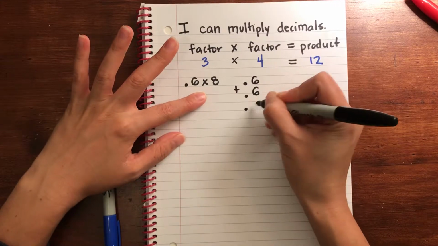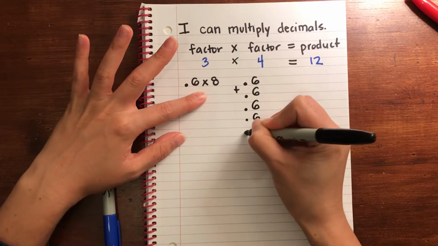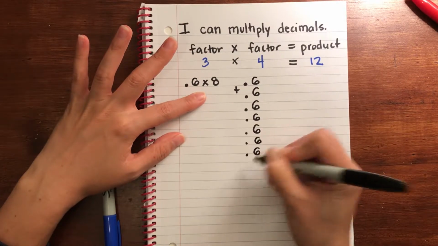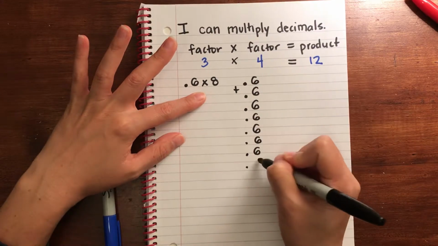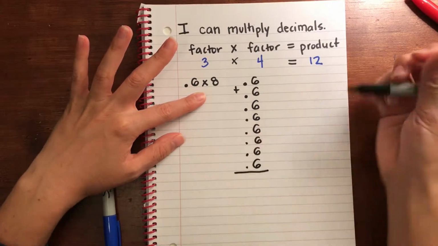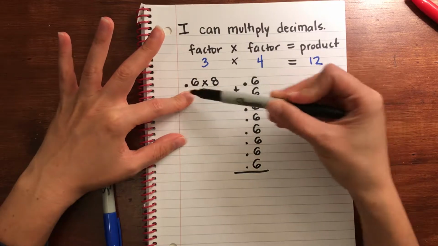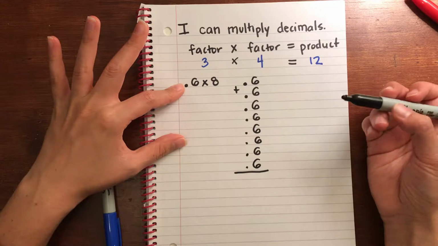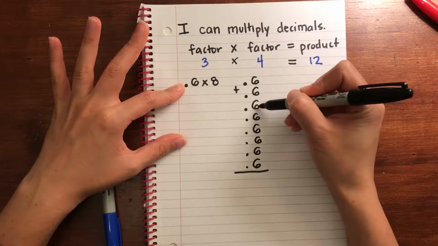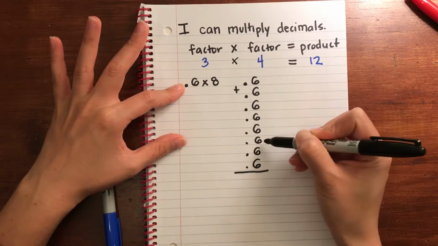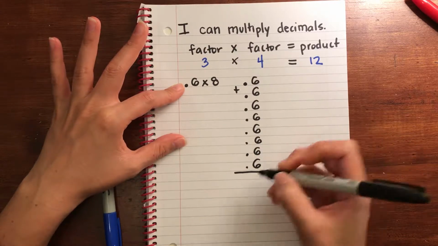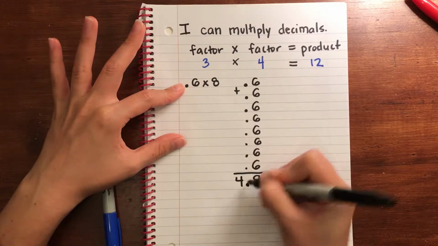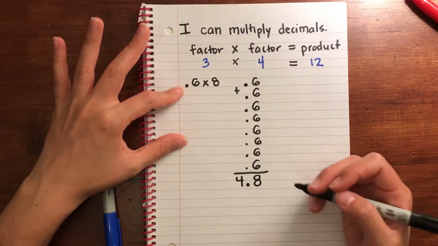Here's 2, 3, 4, 5, 6, 7, 8. So 6/10 8 times. This is what this is saying. 6/10 8 times. Repeated addition, right? When you have a whole number and a decimal. 6, 12, 18, 24, 30, 36, 42, 48. 48 tenths. When you're adding and subtracting decimals, lining up the decimal, I have 48 tenths.